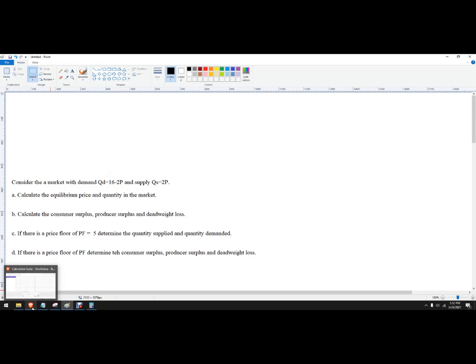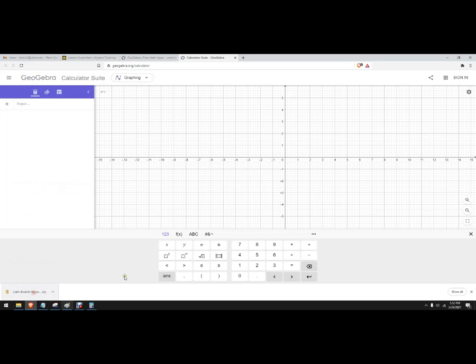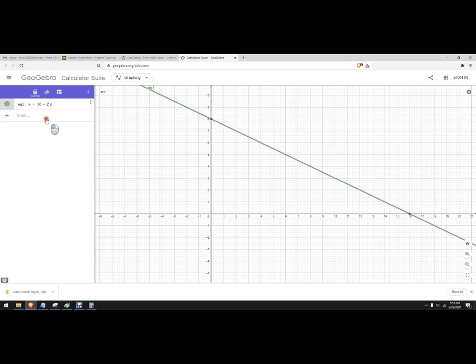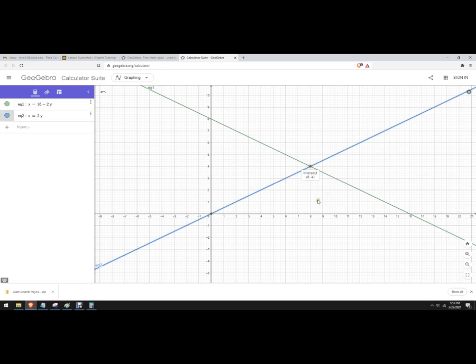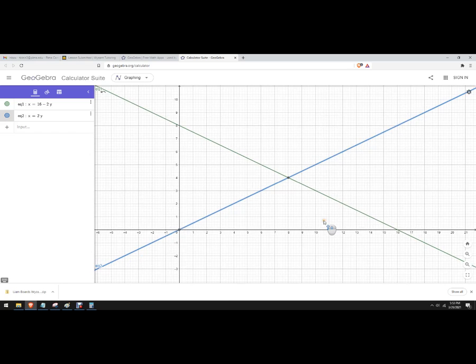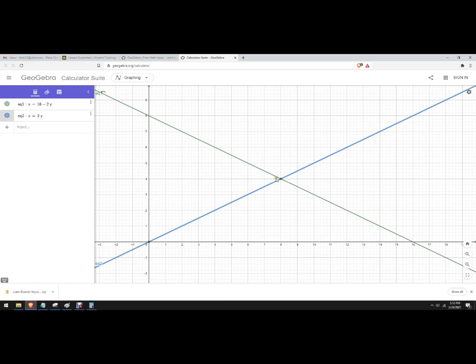I'm going to put it into GeoGebra. Okay, so in GeoGebra, we want to use x for quantity. Okay, and so that's 16 minus 2y. I'm going to use y instead of p because y is on the y-axis, and then I'm going to go x equals 2y. Okay, so that was really easy. I got the equilibrium price and quantity, and I'll zoom in just a little bit.